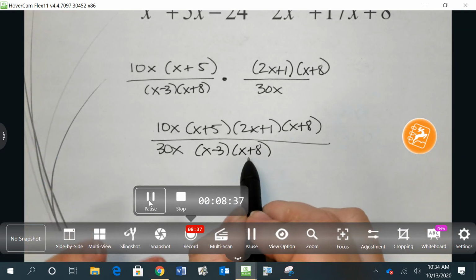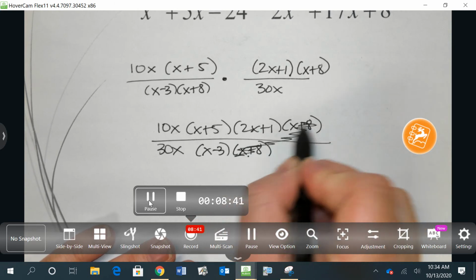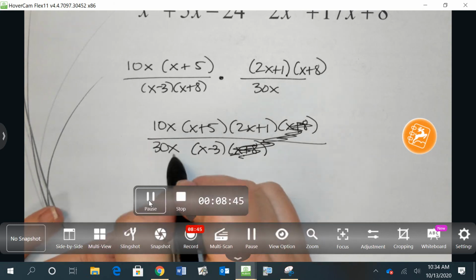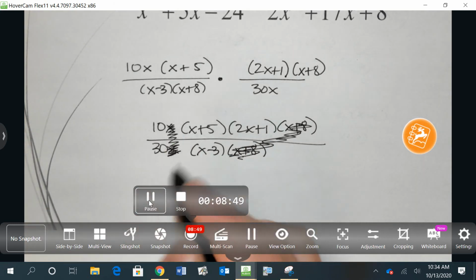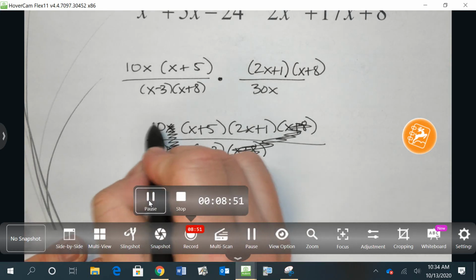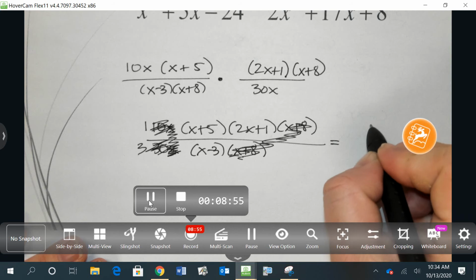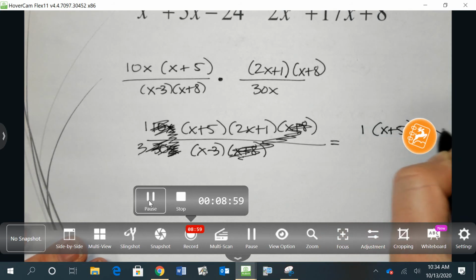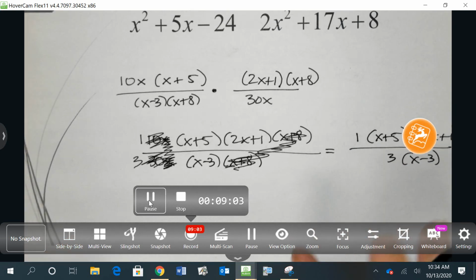I'm going to start with the x plus 8. So there's an x plus 8 on the top and on the bottom. And when you divide, it's going to equal 1. There's no x minus 3 on top. There's a single x on bottom, the single x on top. And when I reduce 10 over 30, 10 goes into itself once, and 10 goes into 30 3 times. That leaves us with the final answer of, and you wouldn't have to put a 1 out front. That's not necessary. This is our final answer.